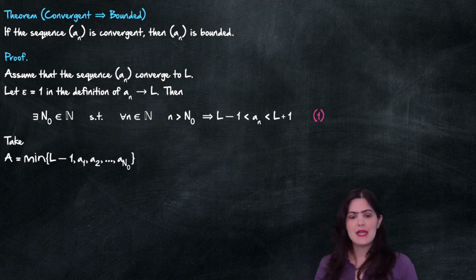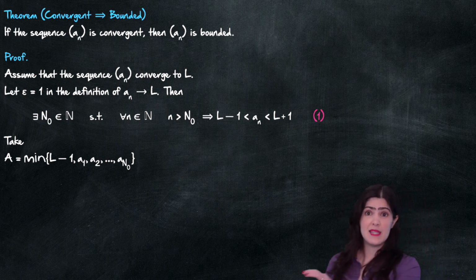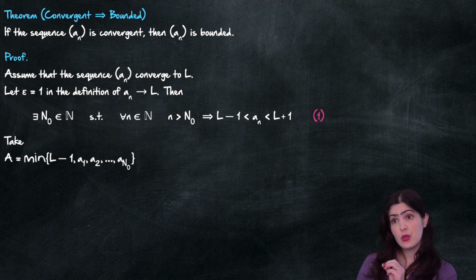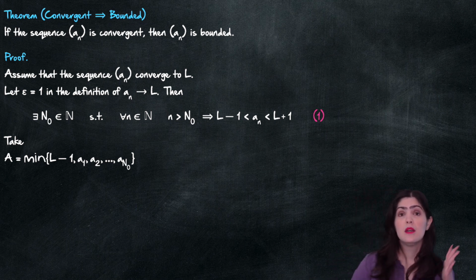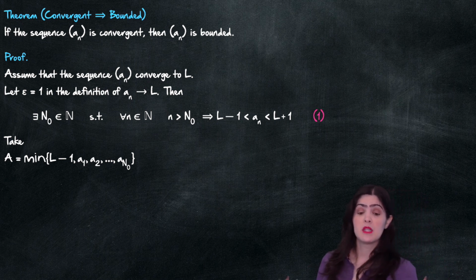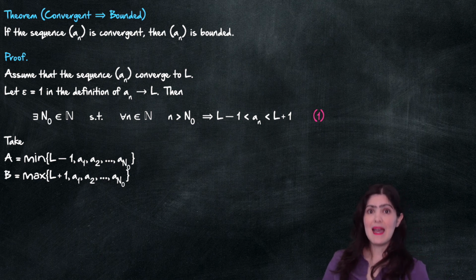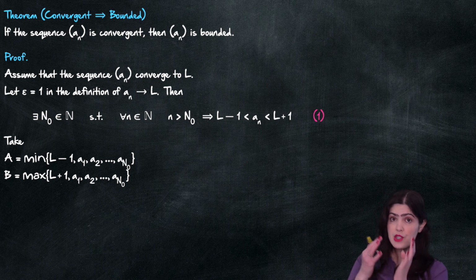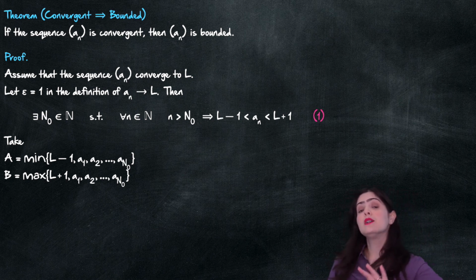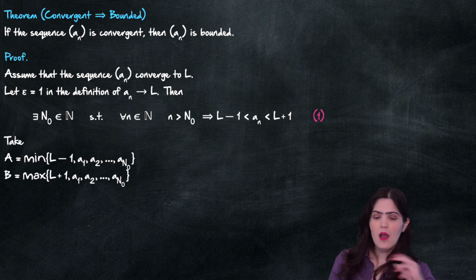But now I'm going to take A, the minimum between L minus 1 and the values of all the terms of my sequence that I haven't managed to control by using convergence. So all these first n naught terms, so we have it there. And then for B, well, we need to take the maximum between L plus 1, because that's an upper bound for the terms after n naught, and all the terms that came before I managed to gain good control of. Oh, very good.